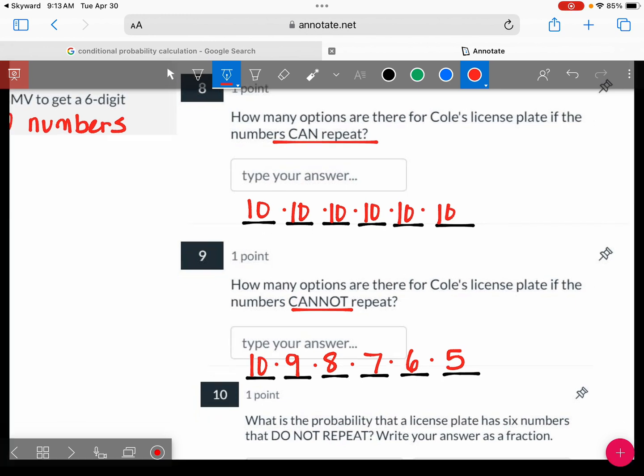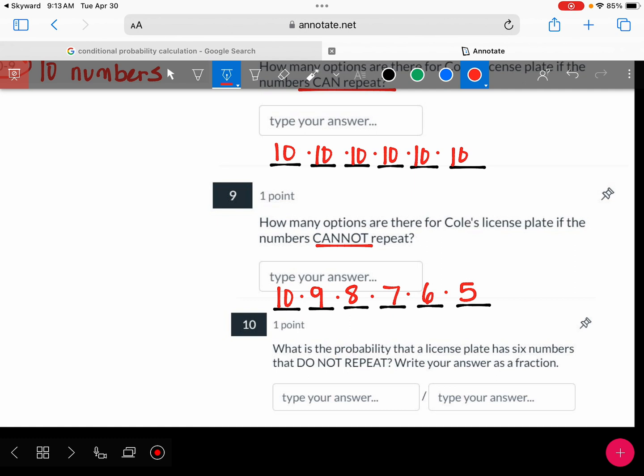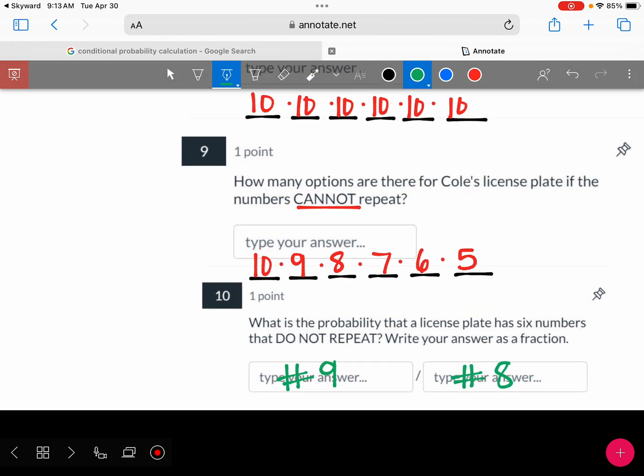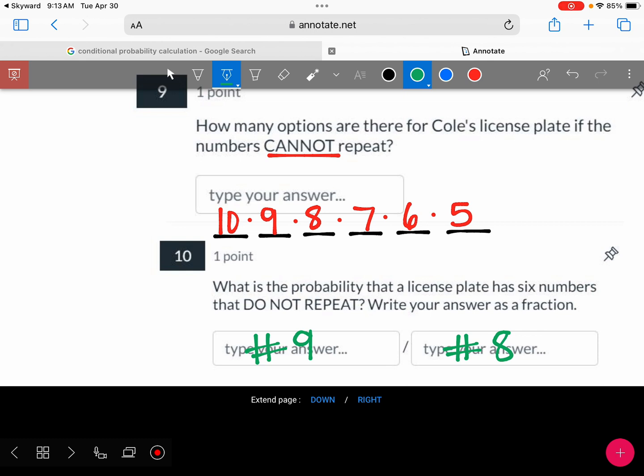All right, so for the last question, it says probability. Whatever you got for number 9, you're going to type that into this first space. And whatever you got for number 8, you're going to type in this second space. So whatever number you got for question number 9, you're going to retype that into that first blank. And whatever you got for question number 8, you're going to type in that second blank.